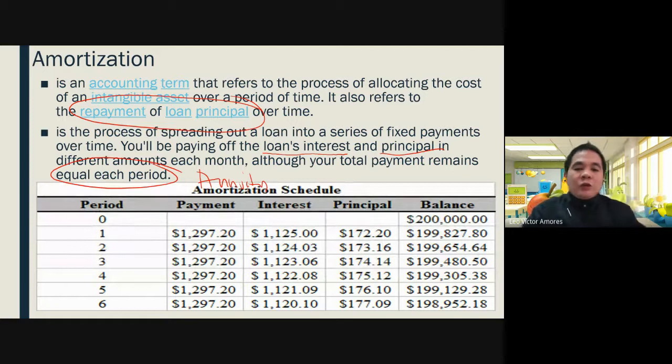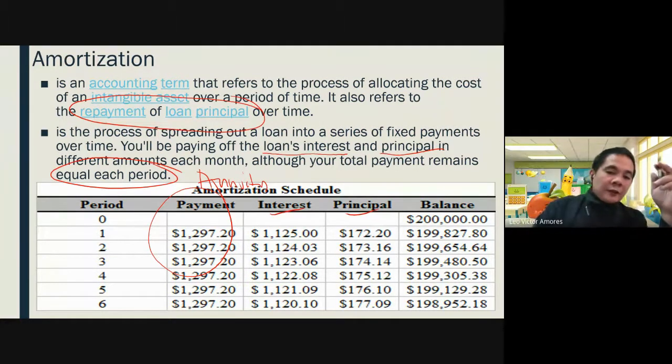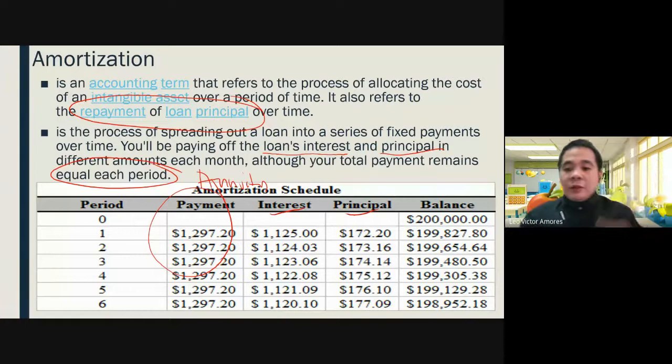So basically, you have the same value of your amount, or what you call your annuity, but what differs is the interest and your principal payment, because every time you pay something out of a debt, there is a consideration for the interest on that part, and there is also a consideration on the principal for that part.